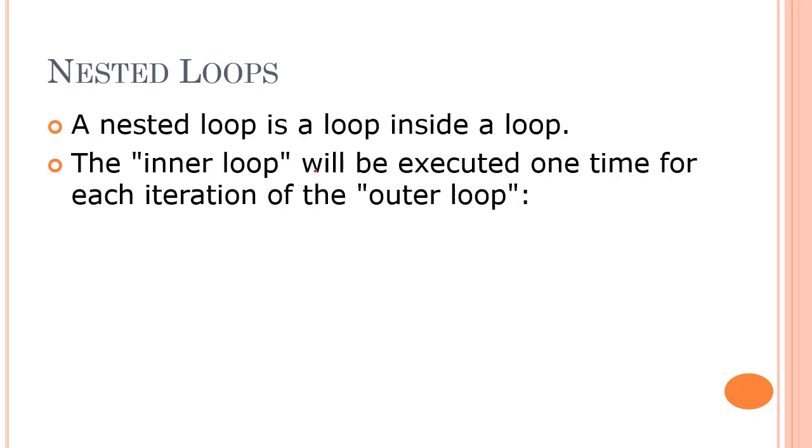So the inner loop will be executed one time for each iteration of the outer loop. So let's say in the outer loop you have 1, 2, 3, in the inner loop you have 4, 5, 6. So 4, 5, 6 will be executed for each iteration of the outer loop. So for 1 there will be 4, 5, 6, for 2 there will be 4, 5, 6, for 3 it will be 4, 5, 6. So the inner loop will be executed for each iteration of the outer loop.